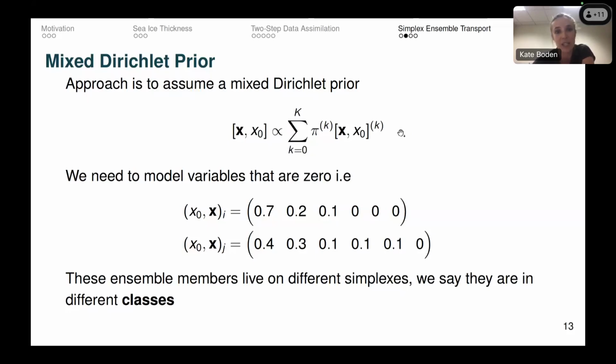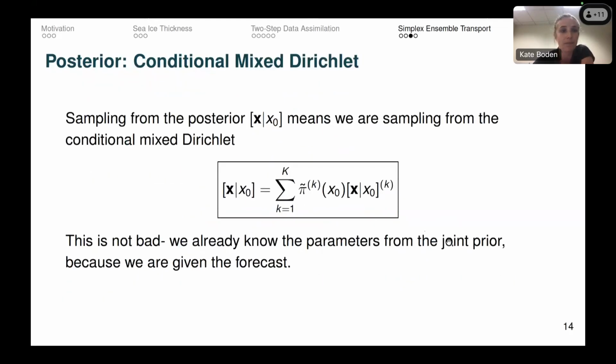So it's a mixture in the sense that we are allowing different domains for these ensemble members to live. Now the posterior Dirichlets are nice distributions. Similar to Gaussians, and people who have worked with mixed Gaussians, if you have a joint Gaussian and you condition it, you still have a Gaussian. That still applies here for Dirichlets.